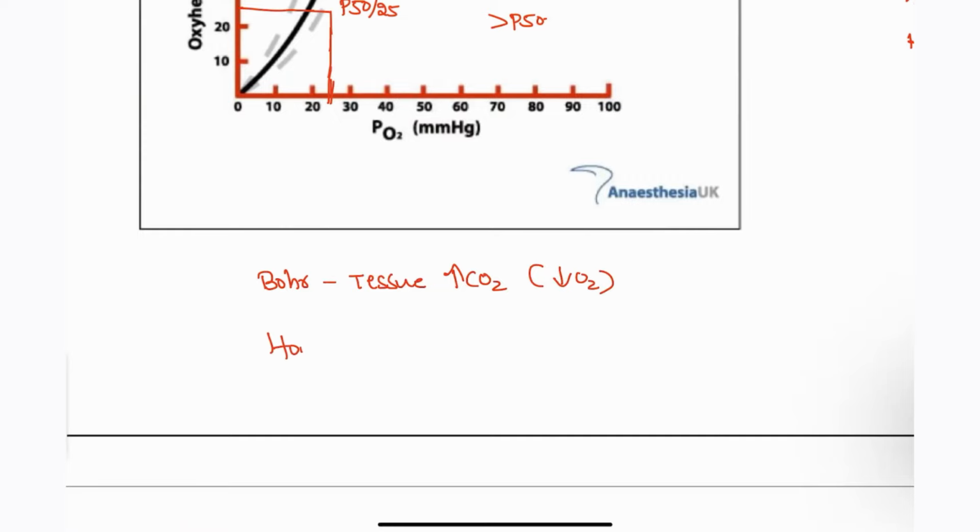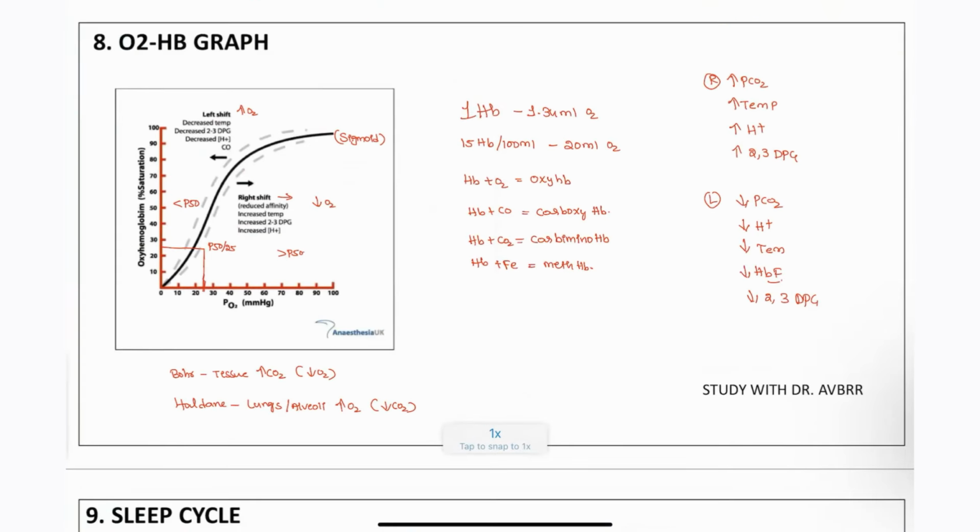Next, we also have the Haldane effect. What is the Haldane effect? It is seen in the lungs region and alveoli. In the alveoli, you are going to have oxygen which is very rich and which will be decreased by the carbon dioxide. This is known as the Bohr and the Haldane effect.